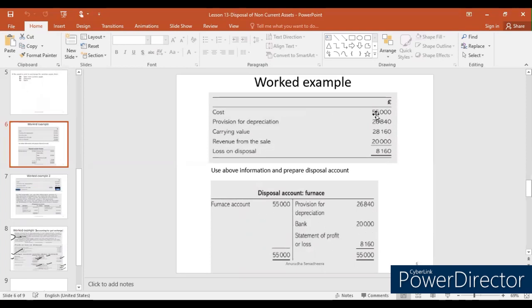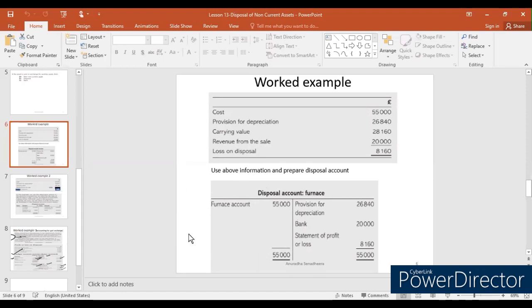Now, cost figure 55, provision figure 26, and money coming to your business, revenue from sale, 20,000. Then what you do is calculate and see whether there is a profit or loss on disposal. If the balance is on the credit side here, it goes to the debit side, in income, it's a loss. So it's 8,160 loss on disposal.